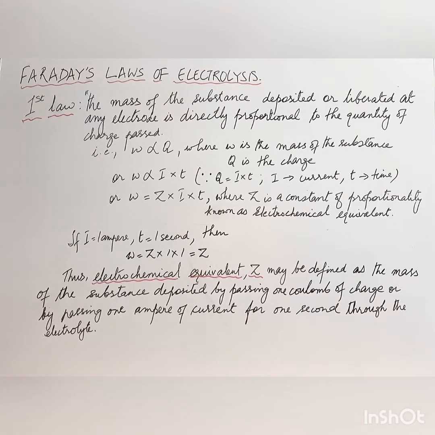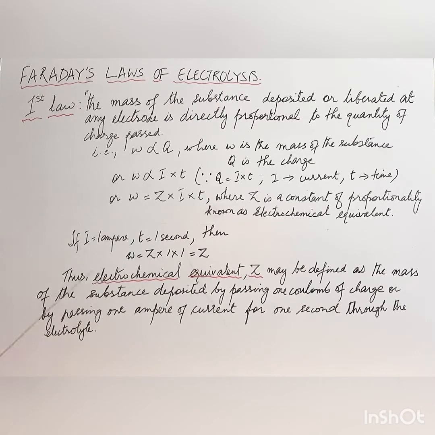cell. So mathematically speaking, if W is the mass of the substance, then this W is directly proportional to Q, where Q stands for the quantity of charge that is passing through the electrolytic cell. So Q is nothing but the product of current and time. So we are going to replace Q here. So W is directly proportional to the product of I, which is current, and T, which stands for time.